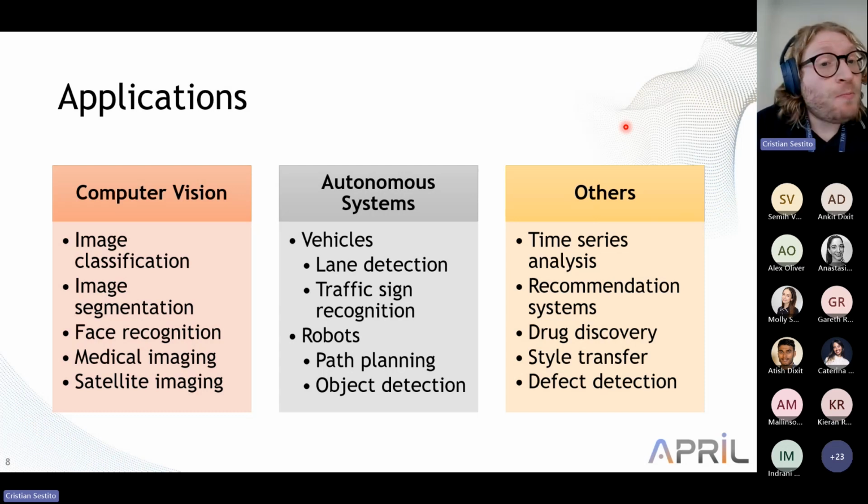Moving into more complex stuff like autonomous systems, we might exploit convolutional neural networks in vehicles and in robots. For vehicles, we can exploit CNNs for lane detection and traffic sign recognition, and for robots, we might exploit CNNs for path planning and object detection. And finally, we might still exploit those architectures for time series analysis, recommendation systems, drug discovery, style transfer, and defect detection. Obviously, this is not an exhaustive list.